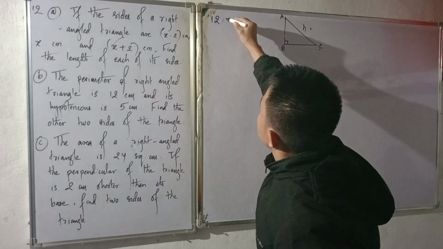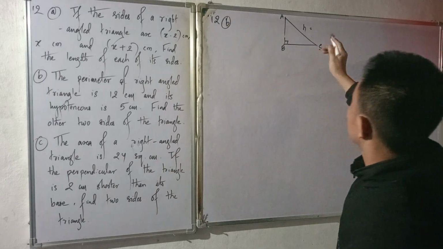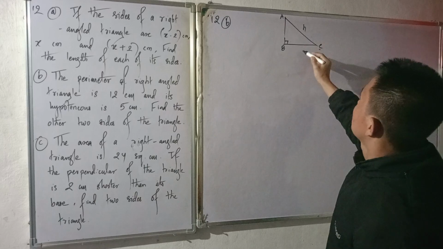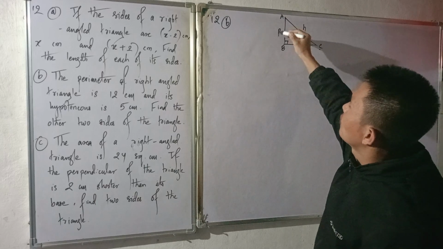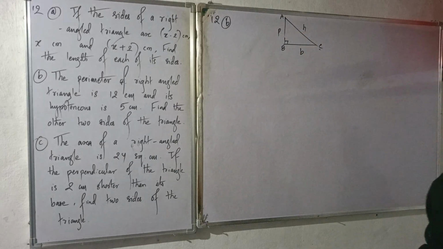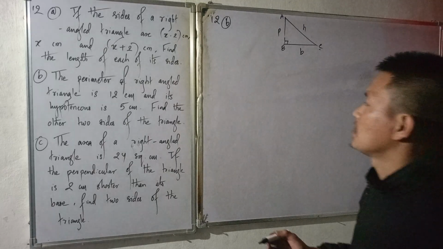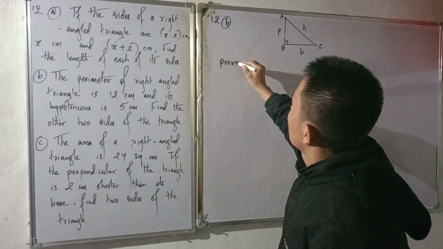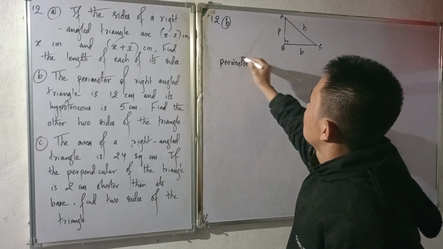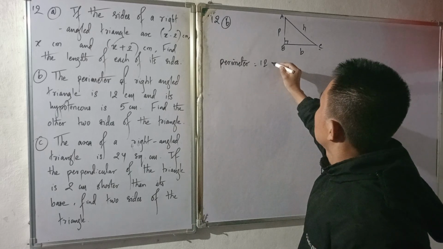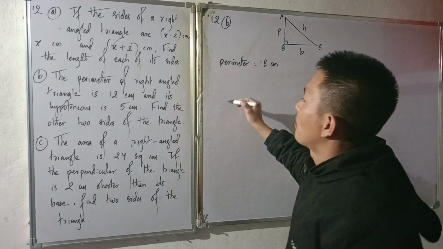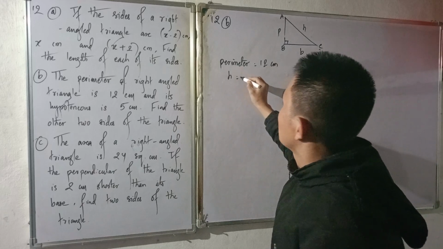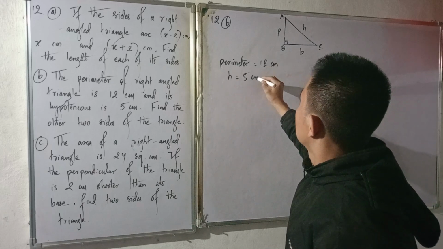Okay, in 12B, there will be three sides. One is the hypotenuse, one will be the base, and another will be the perpendicular. Now, the perimeter of a right angle triangle is 12 centimeter. We have been given the perimeter, 12 centimeter, and its hypotenuse, H, is given as 5 centimeter.